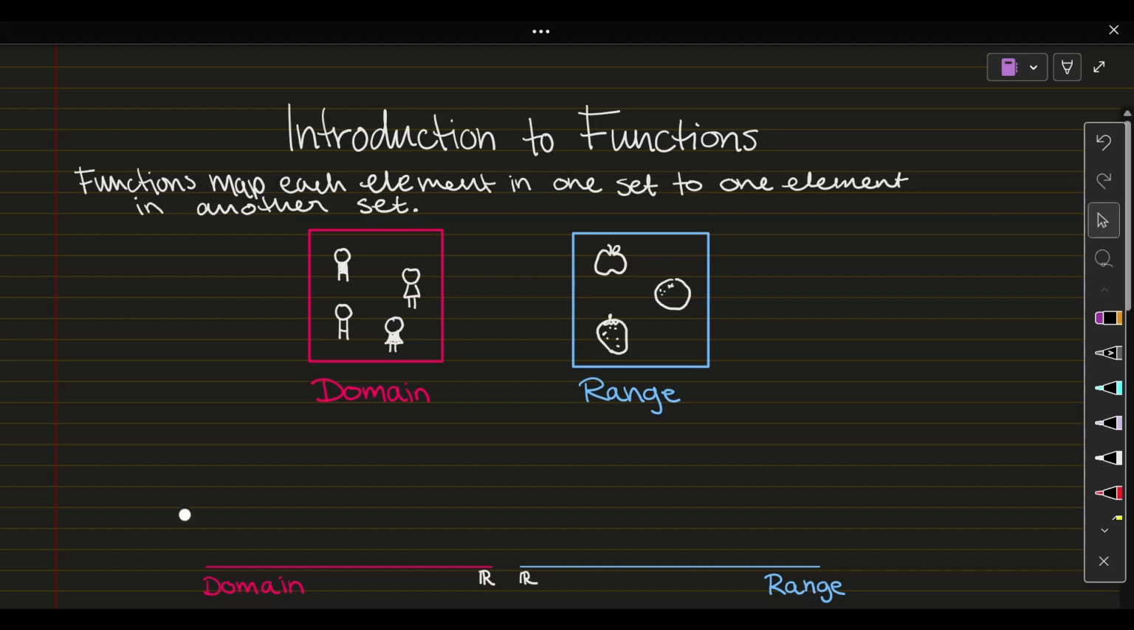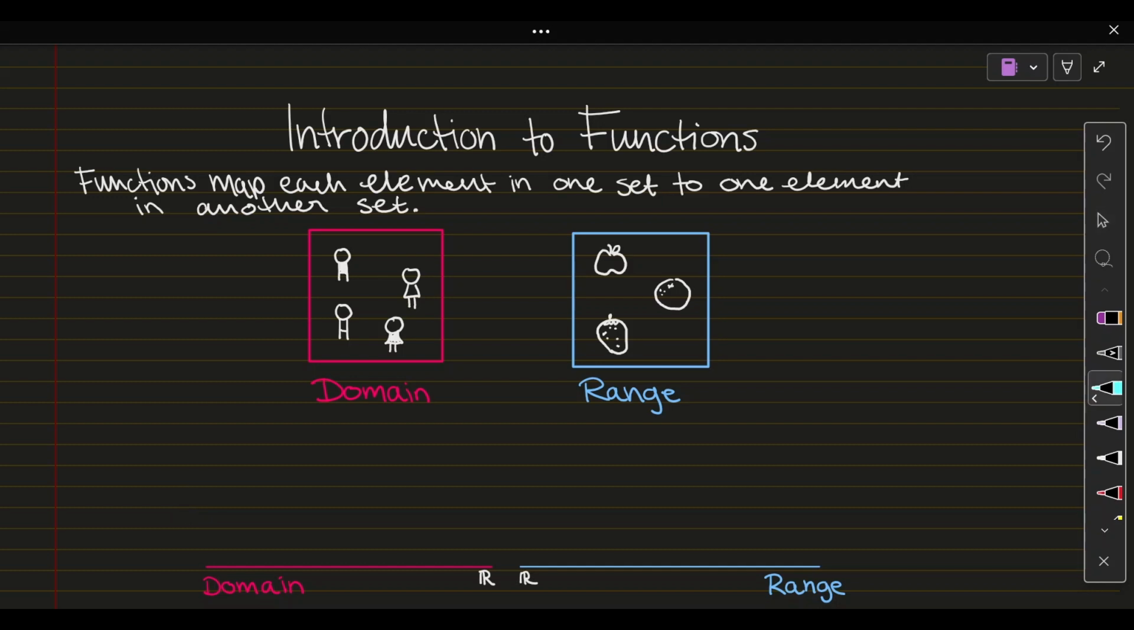Okay, in this video we're going to talk a little bit about functions, what functions are. Functions map each element in one set to exactly one element in another set. Looking at an example, let's say I have a group of 4 people and I want to give them one fruit. I want to assign each person a fruit.